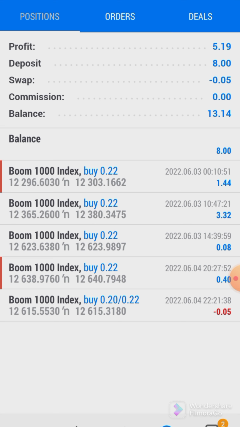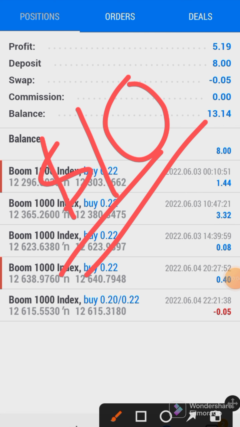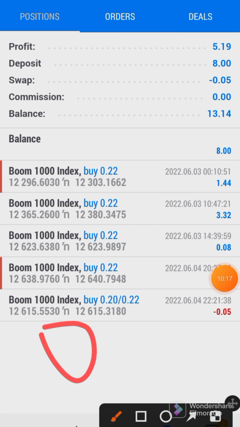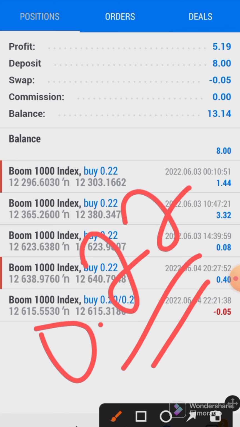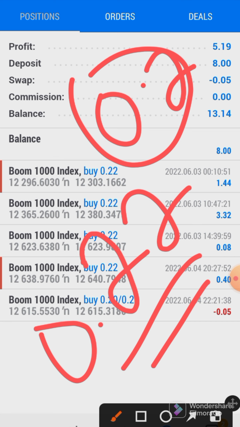Based on the way you look at these trades now, the first step for you to grow any small account that is not up to $10 is to make sure you do not use more than 0.22 lots, which is just 2 cents. Just use 2 cents, only 2 cents. I know why I'm saying this.